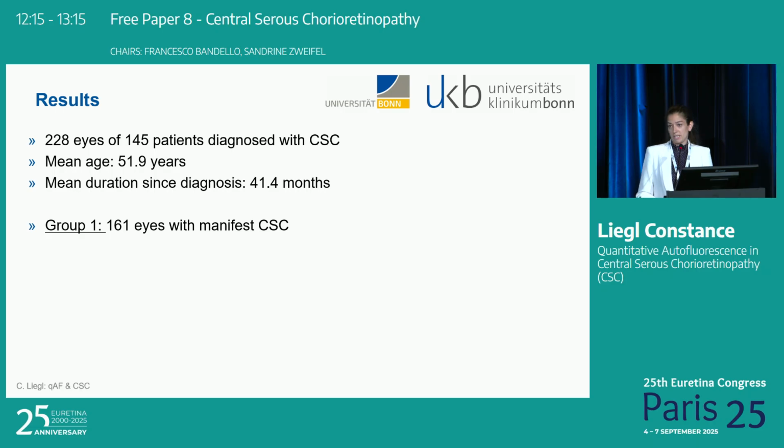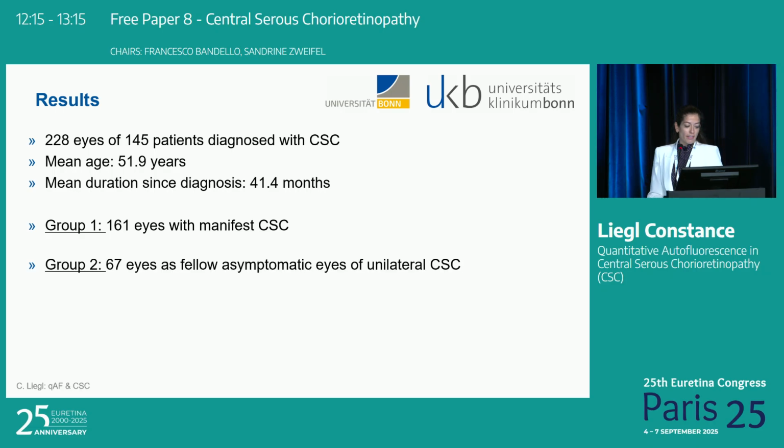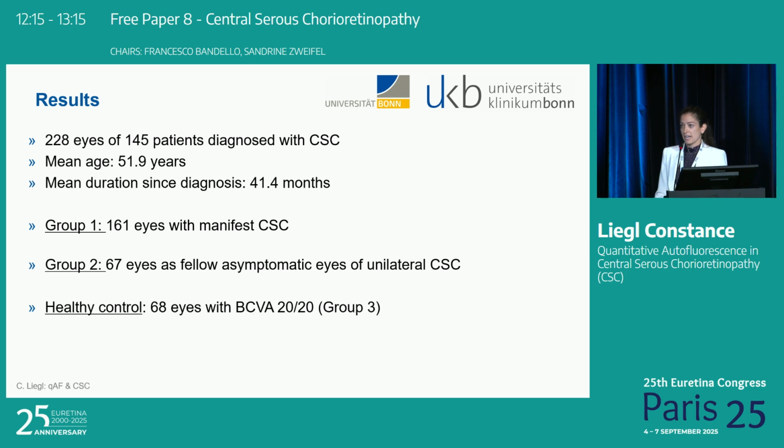Group 1 were patients with a manifest CSC with 161 eyes. Then, with patients with unilateral disease, we included 67 eyes that were asymptomatic fellow eyes. And then we had a healthy control group of 68 eyes with a BCVA of 20/20.